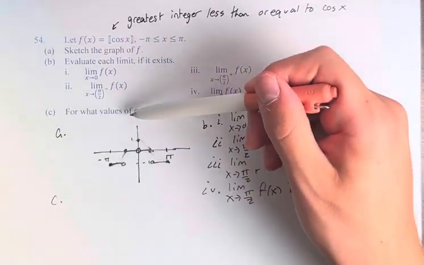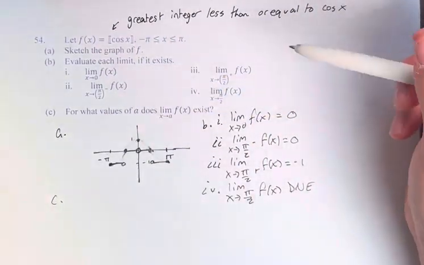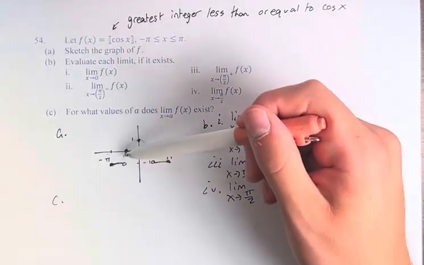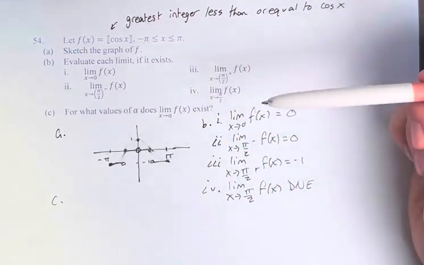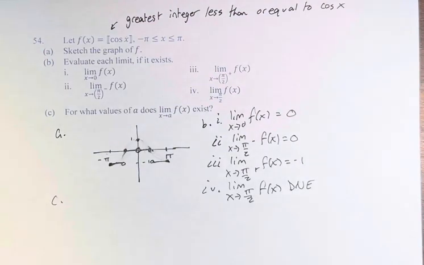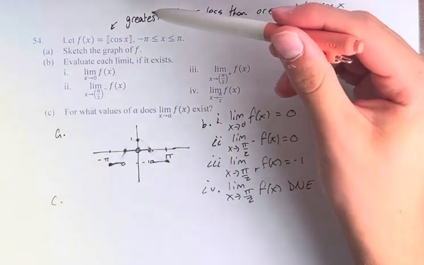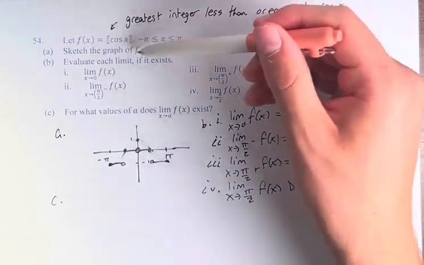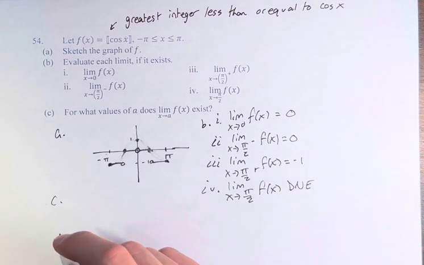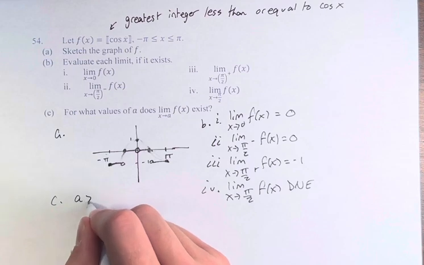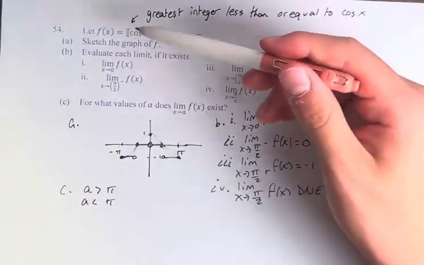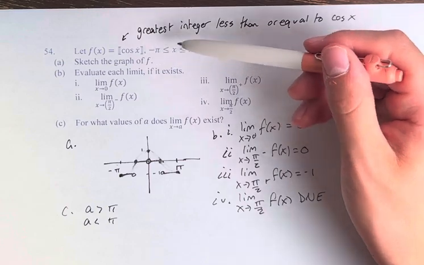C, we're asked for what values of a does the limit exist? Well, we can see that at points where the function is jumping in value, the limit does not exist. And we're only looking at the values of x between negative pi and pi. So for what values of a does this limit exist? Well, if a is greater than pi or a is less than negative pi, just by definition the limit doesn't exist, right? Because we're told that we're limiting the function to this range.